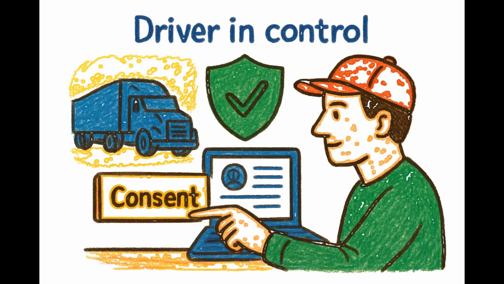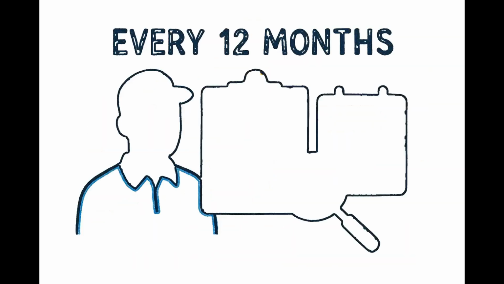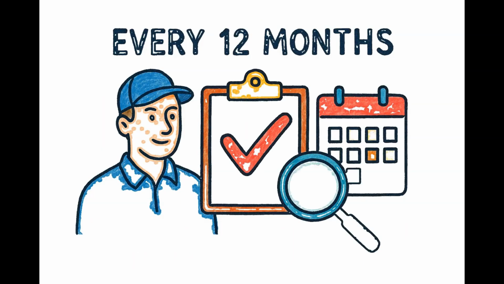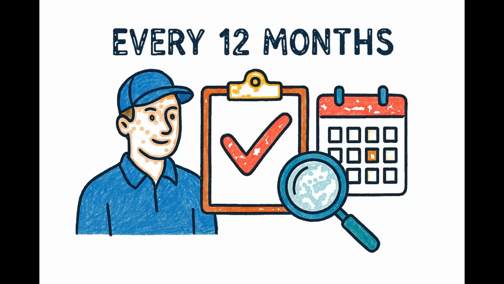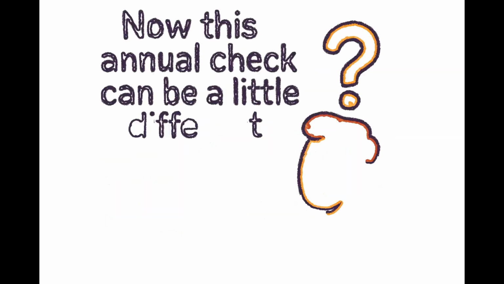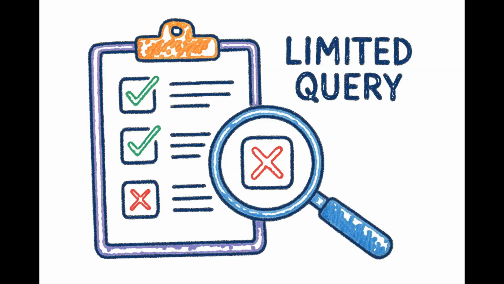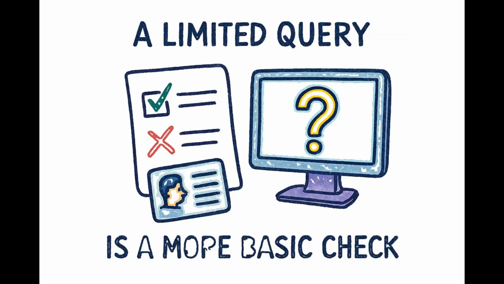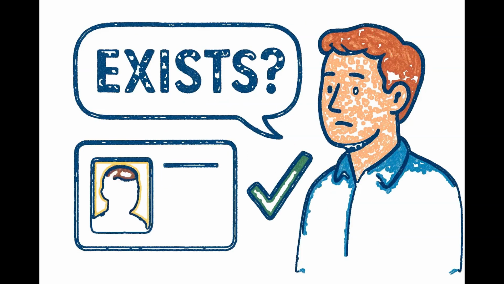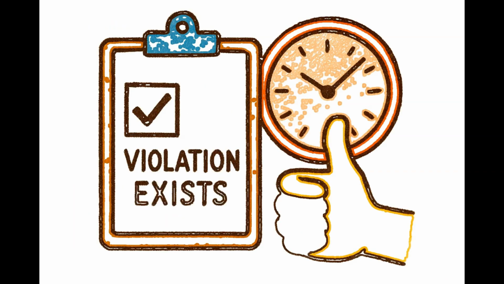This process puts the driver in control of their information while ensuring you have the data you need to make a safe hiring decision. But the querying doesn't stop once a driver is hired. You must also conduct a query on every driver you employ at least once every 12 months. This is known as the annual query. Now, this annual check can be a little different. It can be what's called a limited query. A limited query is a more basic check. It only tells you if a record exists for that driver in the database.